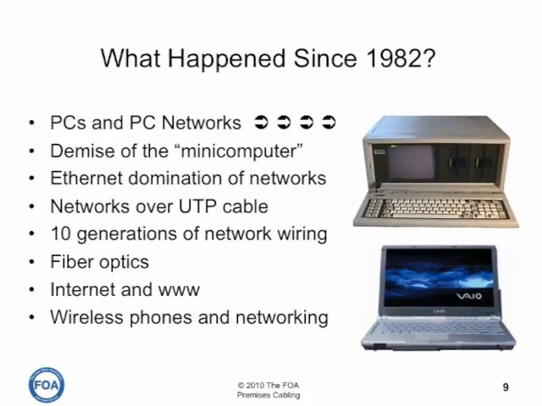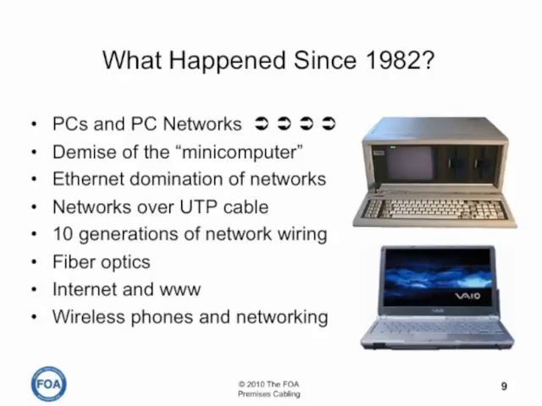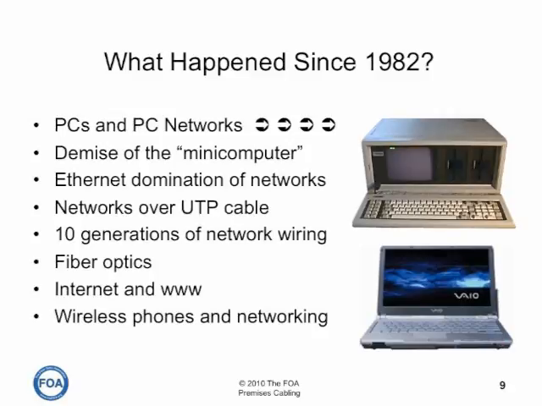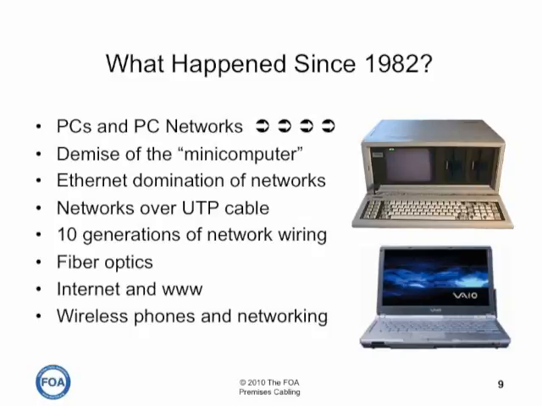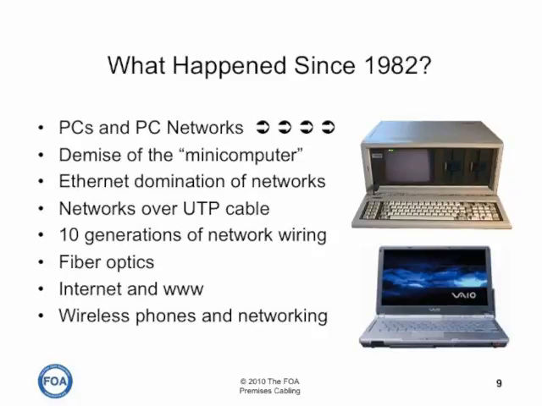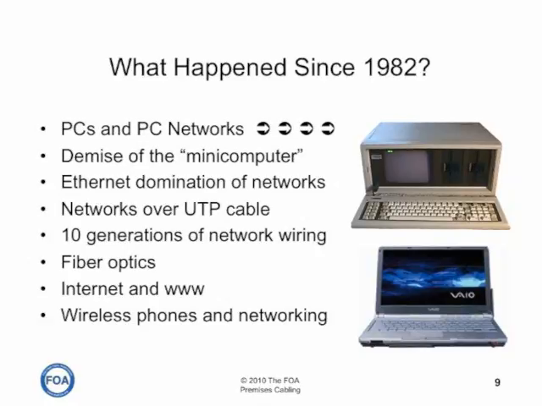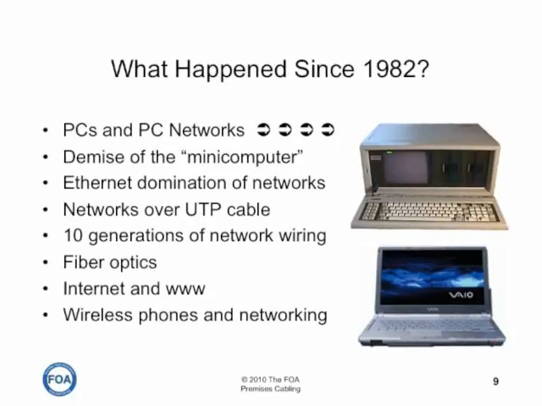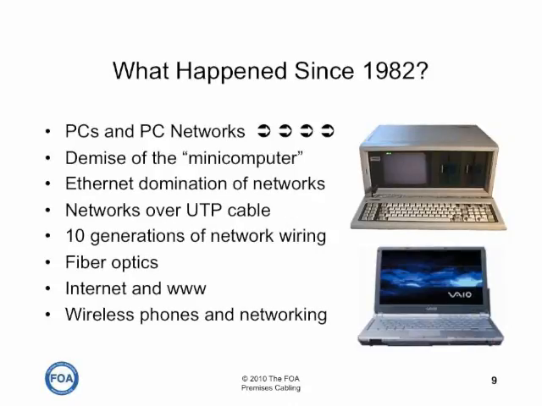Since that AT&T survey, a lot has happened in premises communications. We've had the development of PCs and PC networks, the demise of the mini-computer, the domination of networks by Ethernet, networks over unshielded twisted pair cable, and 10 generations of network copper wiring. We've had the advent of fiber optics, the internet, and the World Wide Web, and how that's affected networks and communications. And we've had wireless phones and networking developed to compete and work with premises cabling.